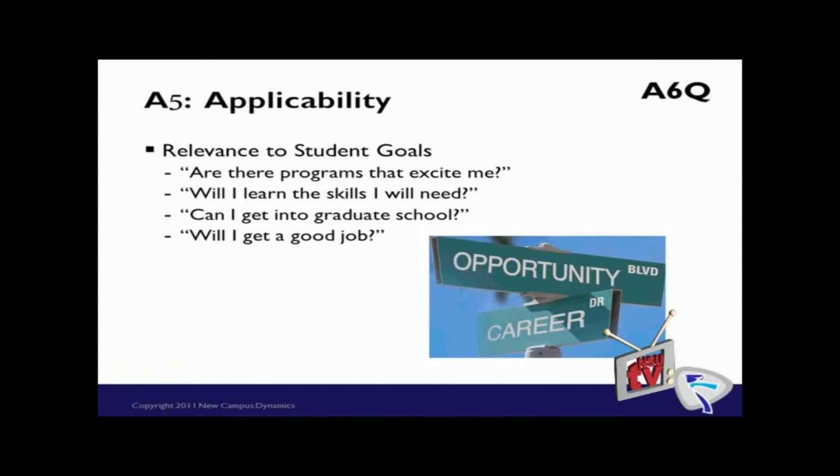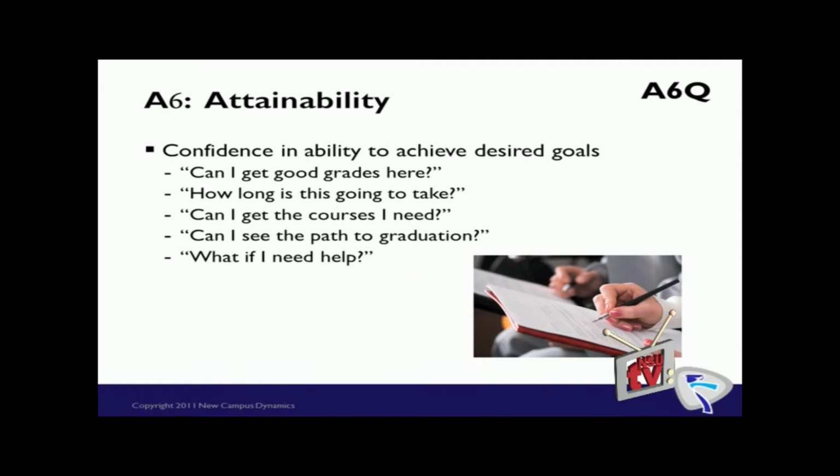Applicability, the relevance of what I'm learning to what it is I want to do. That's pretty simple. Attainability, the ability to achieve my desired goals. So if I am out of sync and I want to graduate in 4 years and I find the course I need to complete my degree is only offered every other year, the attainability is blocked. But I think that's an important concept.